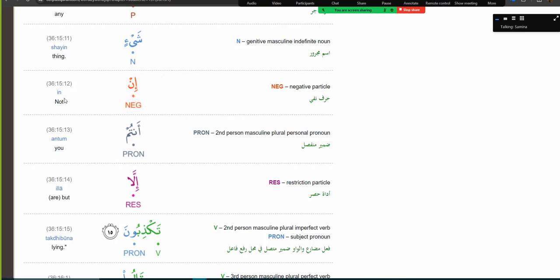In becomes not you are but lying, right? This is a negative sentence. This is not a conditional sentence. And what are the rules for a conditional sentence? It should have a shart, a condition, and it should have a jawabu shart, the result. But here you don't have a shart or a jawabu shart. So this is not a conditional article. And also look at the illa. Illa is not a combination of in plus la. The meaning should be unless or if not. Only then it makes the mudari after it majzoom. So this illa is but, and the mudari is takdhibuna. It's not becoming majzoom.